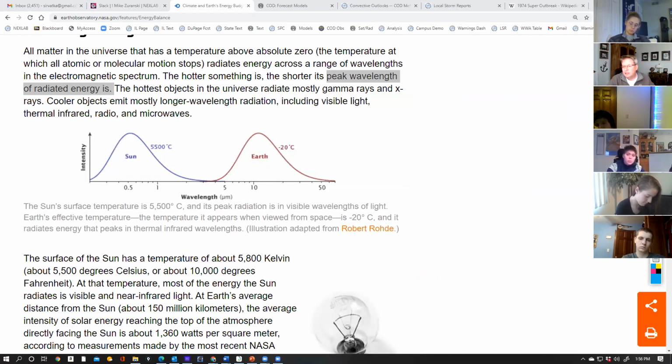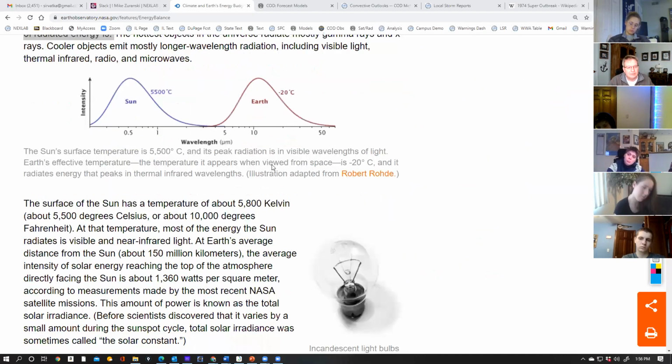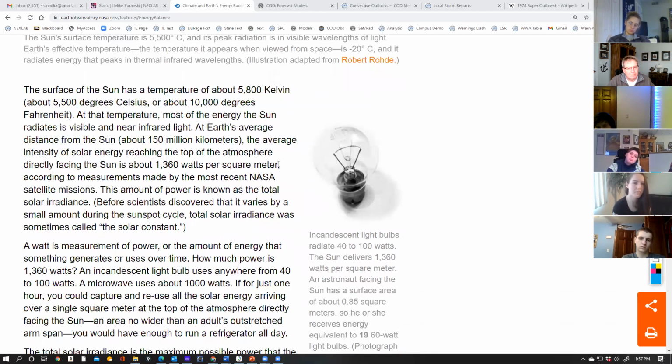Now let's take a look at this. Go ahead and read this out loud, would you, Ryan? The surface of the sun has a temperature of about 5,800 Kelvin, about 5,500 degrees Celsius, or 10,000 degrees Fahrenheit. At that temperature, most of the energy the sun radiates is visible and near infrared light. At Earth's average distance from the sun, about 150 million kilometers.